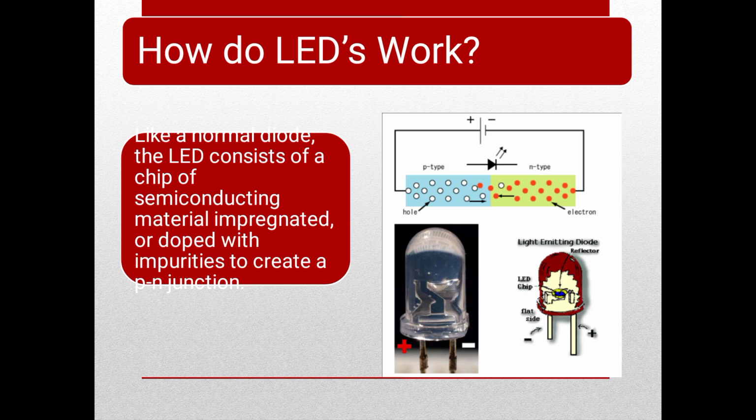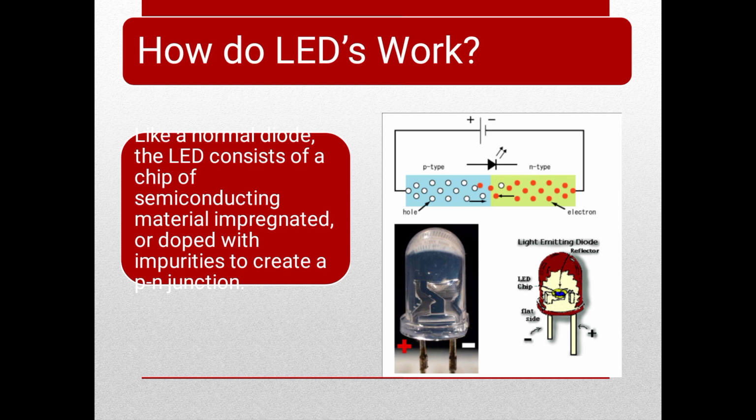As usual, a P-type semiconductor and an N-type semiconductor are brought together, and due to the diffusion of majority carriers, recombination takes place. The recombination of electron and hole pairs releases light energy, like in a diode. And so this is the structure of an LED.